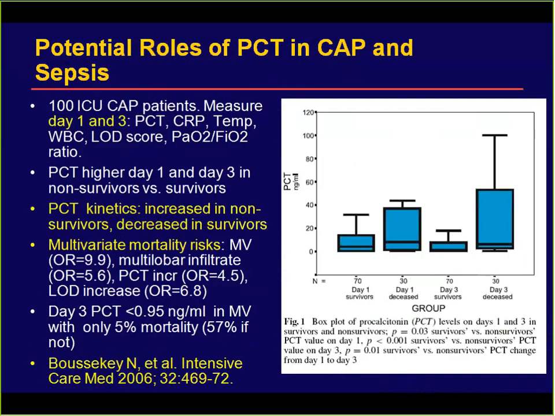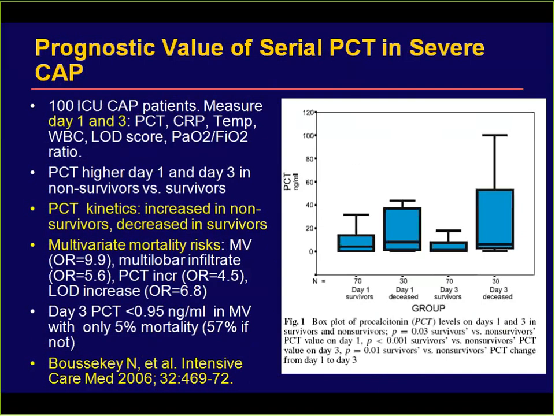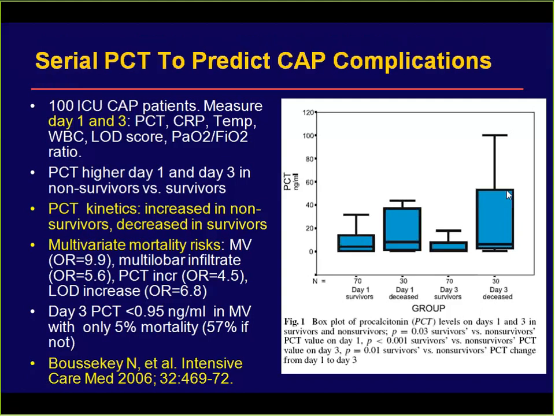What about prognosis? Again, these are 100 ICU patients with community-acquired pneumonia, with measurements of procalcitonin on day 1 and day 3. And when you look at survivors, initially their levels are a little lower, but again, serially, their levels fall, whereas in the patients who died, their levels rise. So this may give you prognostic information measured serially.